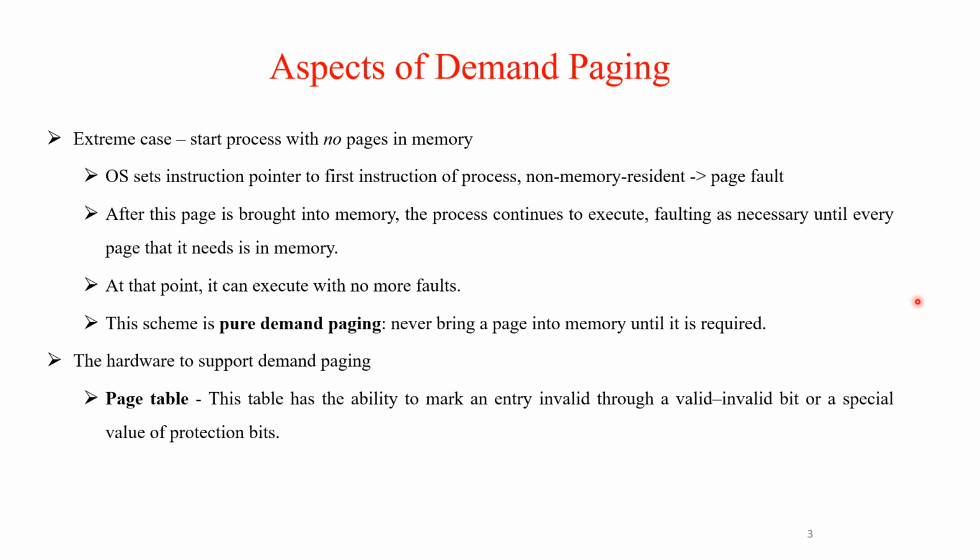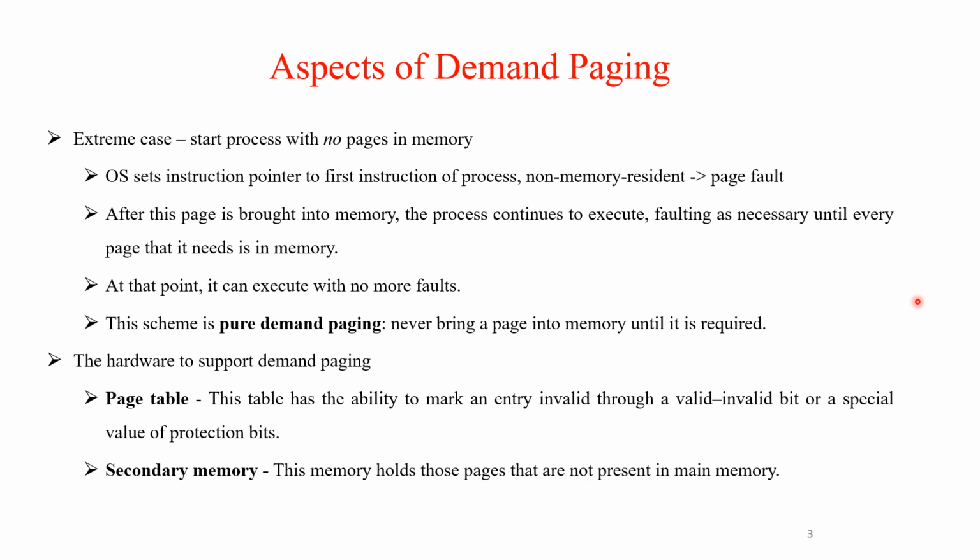We need some extra hardware to support demand paging. For that we require a page table and a secondary memory. The page table is a special data structure which will have a special bit to indicate whether the page is inside the memory or not. If the page is inside the memory, then it will be valid. If the page is not there in the memory, then it will be invalid.